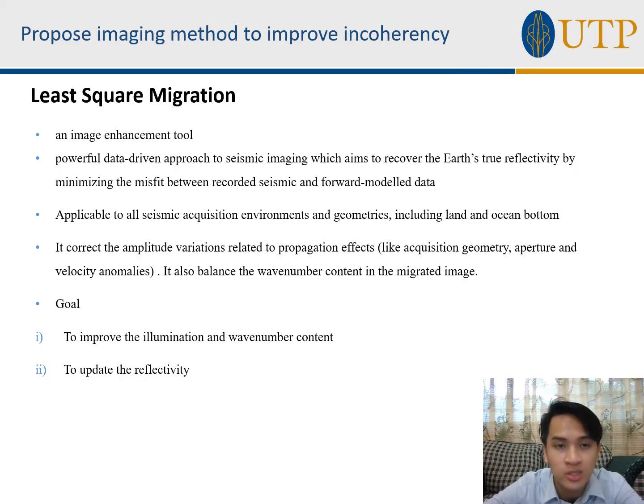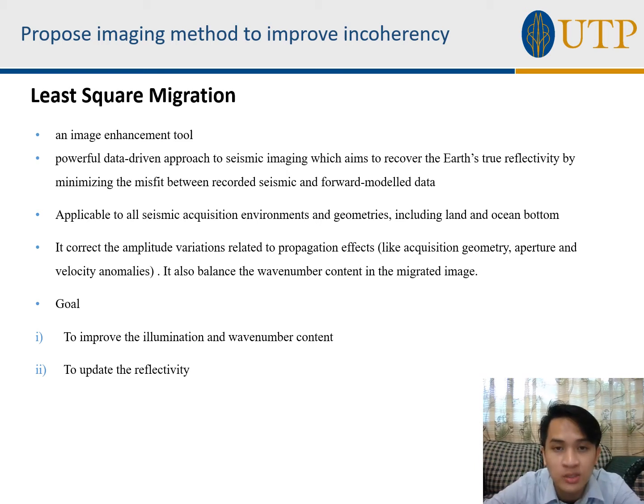Therefore, the proposed imaging method to improve the incoherency of Block PM113 of Malay Basin is least square migration. What is least square migration? Least square migration is an image enhancement tool. The seismic reflectivity is updated and high graded. Least square migration is a powerful data-driven approach to seismic imaging which aims to recover the Earth's true reflectivity by minimizing the misfit between recorded seismic and forward modeled data. Moreover, it is applicable to all seismic acquisition environments and geometries, including land and ocean bottom.